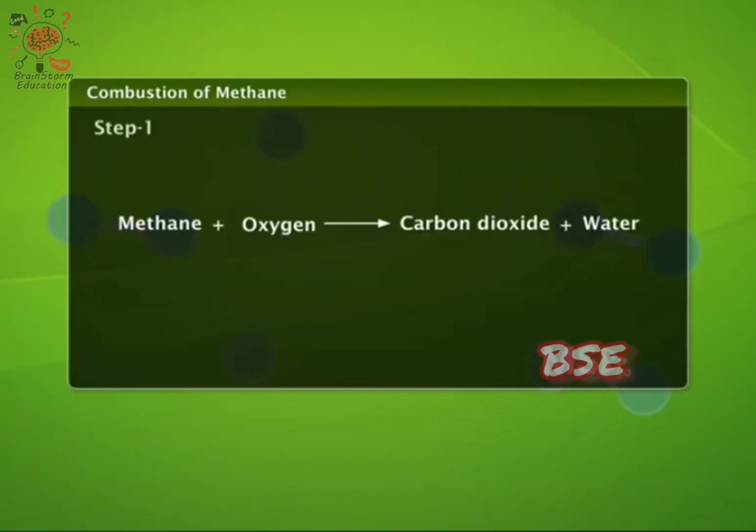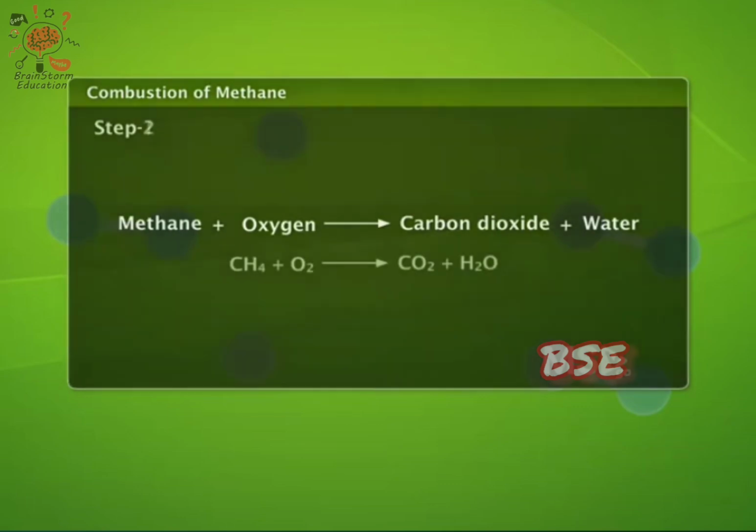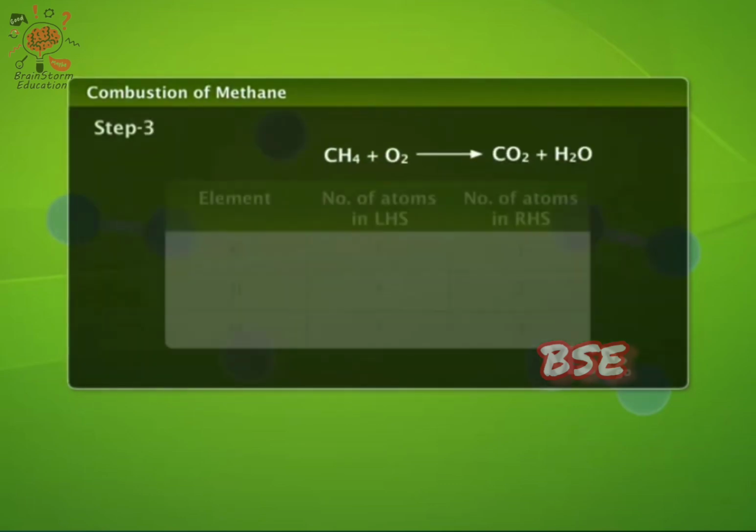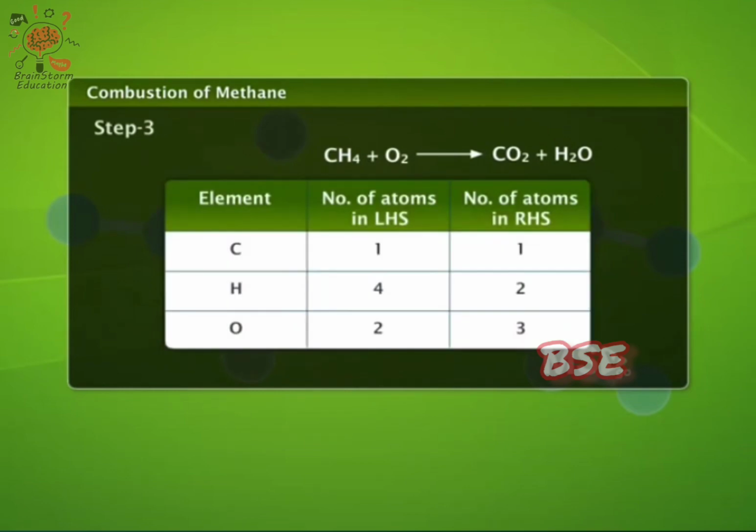Write the word equation. Write the symbol equation. Write down the number of atoms present on each side of the arrow. The atoms are not balanced in this equation. Start balancing from the element with the greater number of atoms.